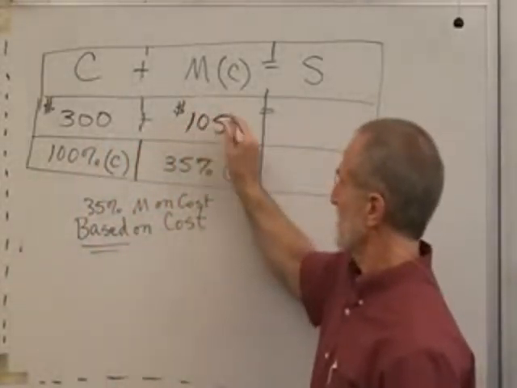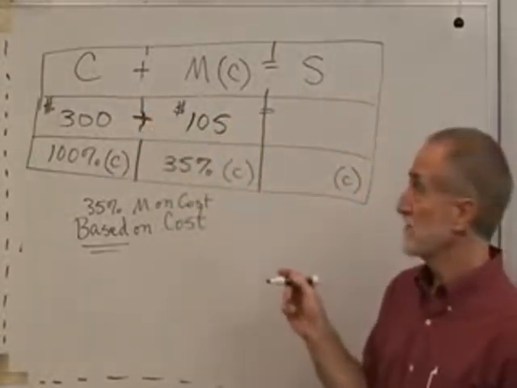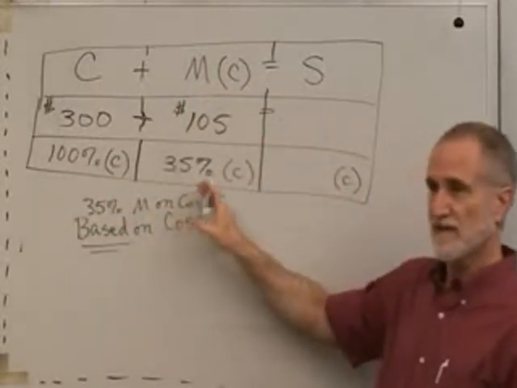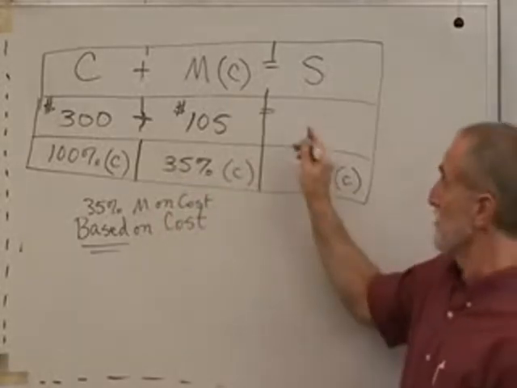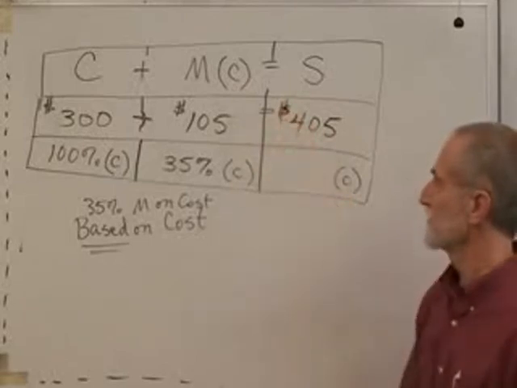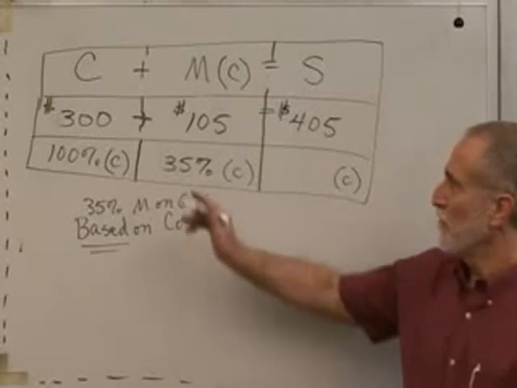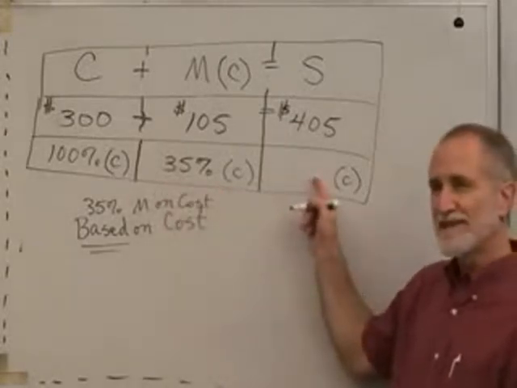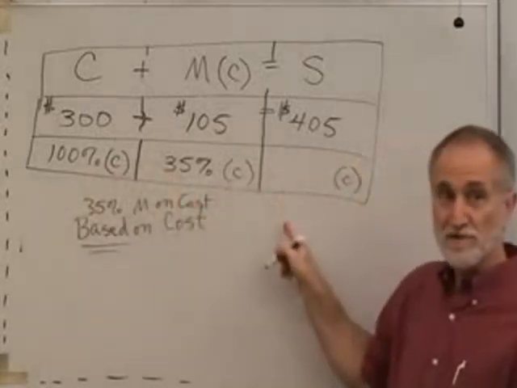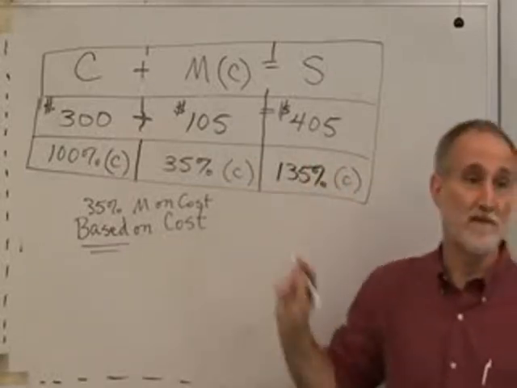105, okay, good. Now, if they asked us for the selling price, we would just add those two together, wouldn't we? In these grids, first number plus second number always equals third number. So we get 405 as our selling price. Now, they're not going to ask us this, but what if we wanted to know what percent goes here? First number plus second number equals third number. This is 135% of the cost, isn't it? Because it's bigger than the cost.